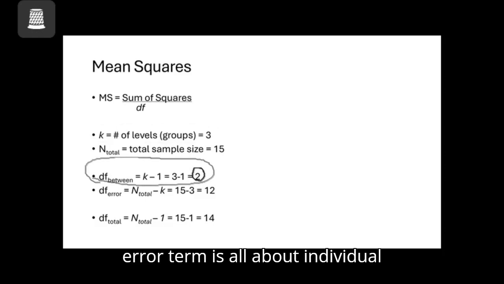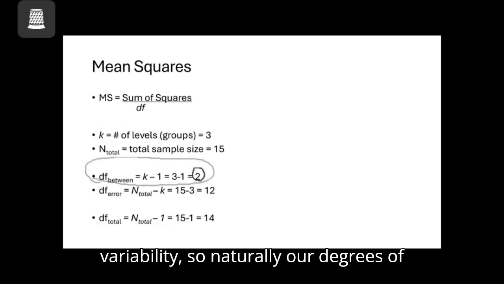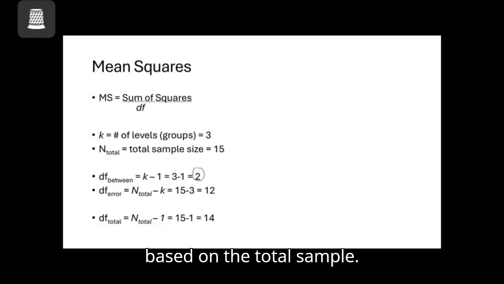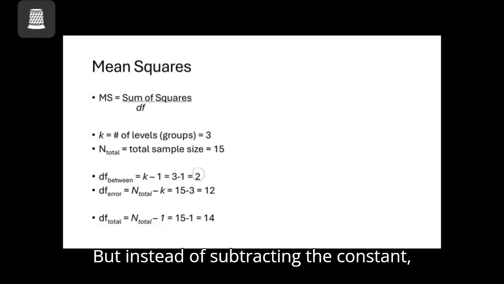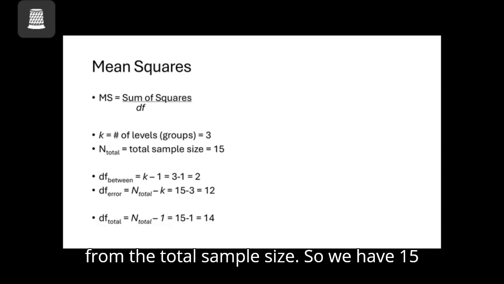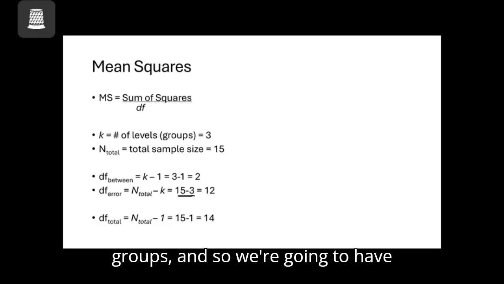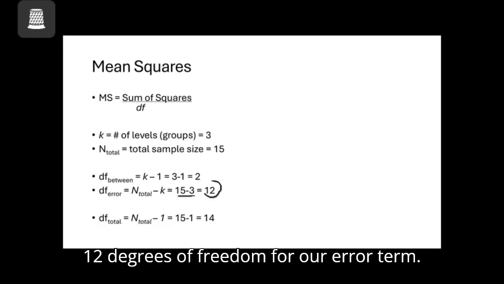Remember, the error term is all about individual variability. So naturally, our degrees of freedom for the error term will also be based on the total sample. But instead of subtracting the constant, like 1 or 2, from the total sample size like we did with the t-test, we're subtracting k, or the number of groups, from the total sample size. So we have 15 participants in our study and 3 groups, and so we're going to have 12 degrees of freedom for our error term.